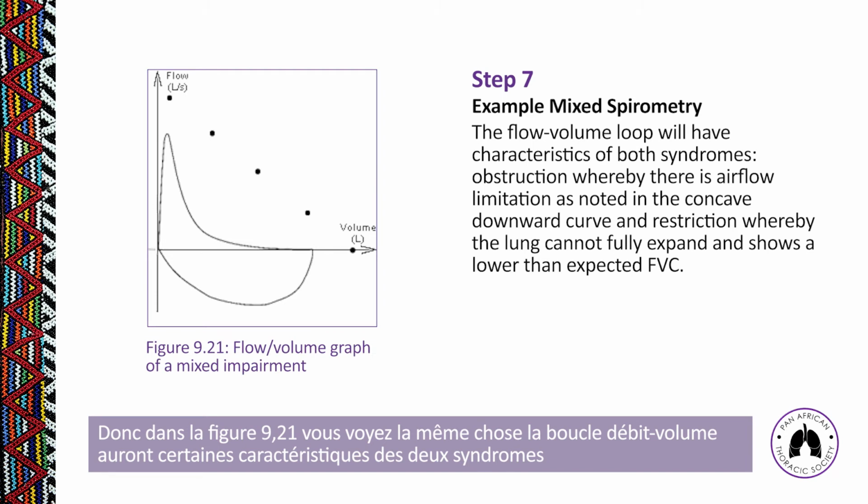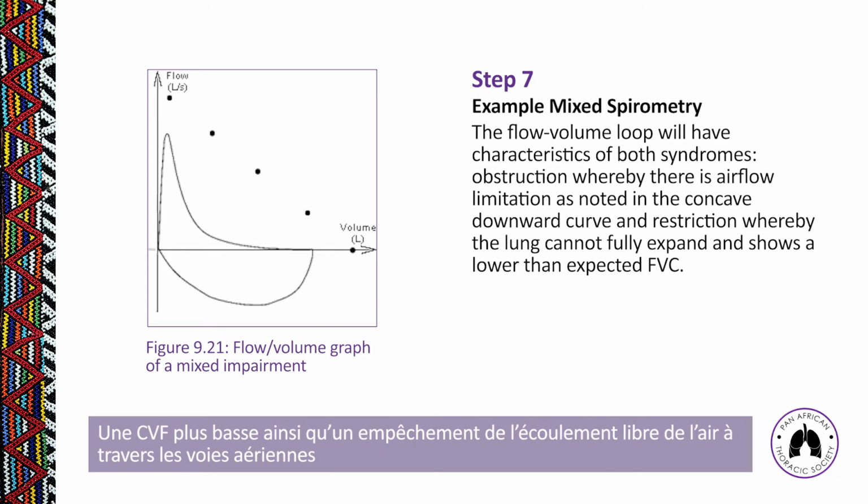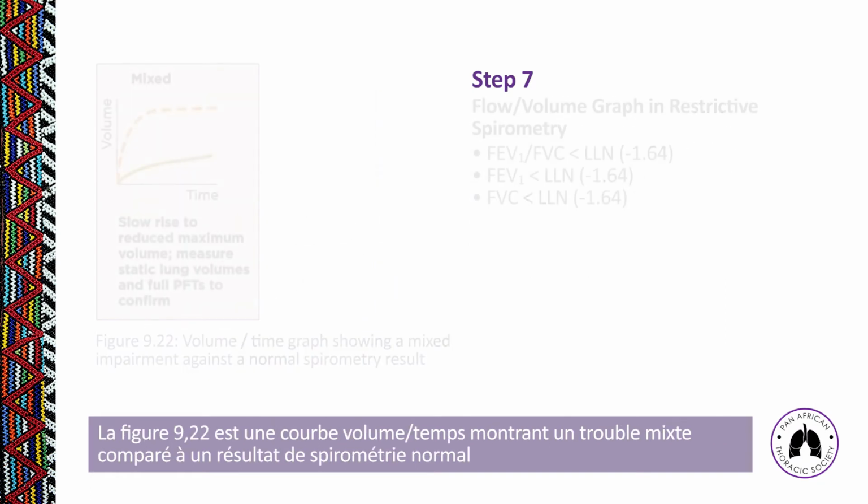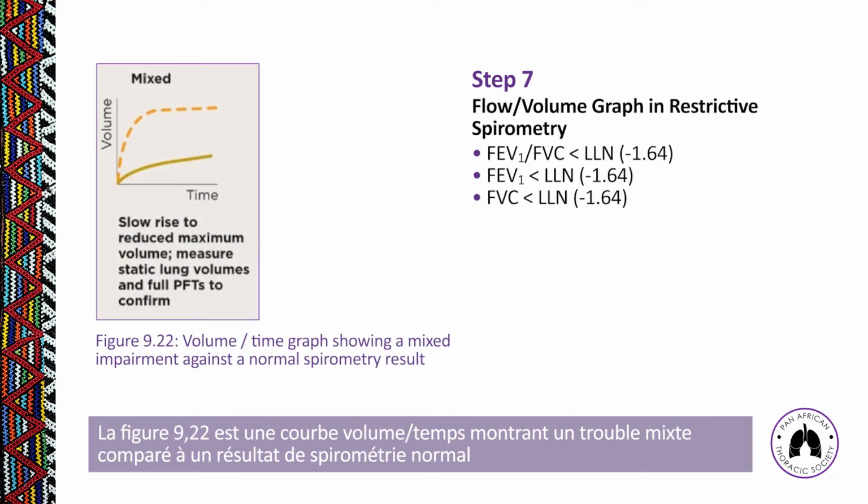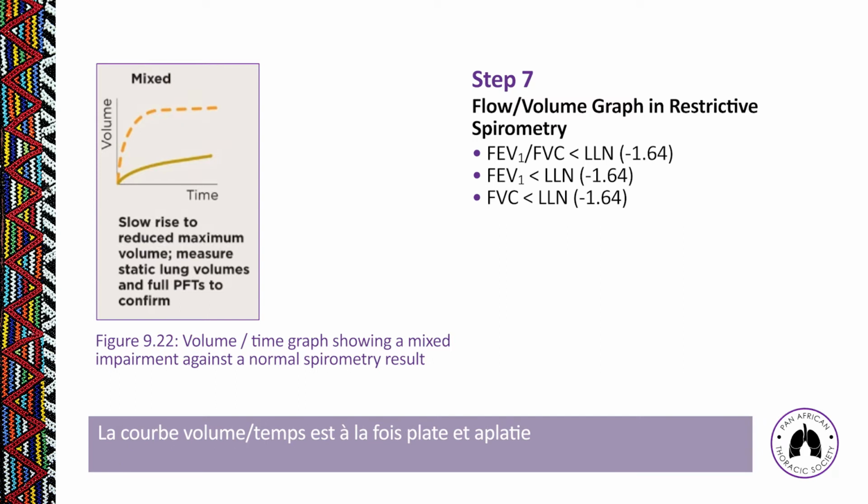The flow volume loop will have characteristics of both syndromes, a lower FVC, as well as an impairment to free airflow through the airways. Figure 9.22 shows a volume time graph showing a mixed impairment against a normal spirometry result. The volume time graph is both flat and flattened.